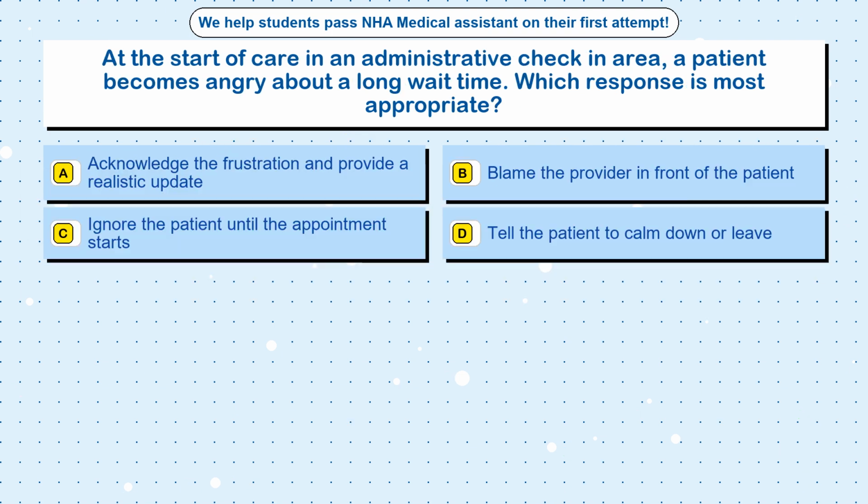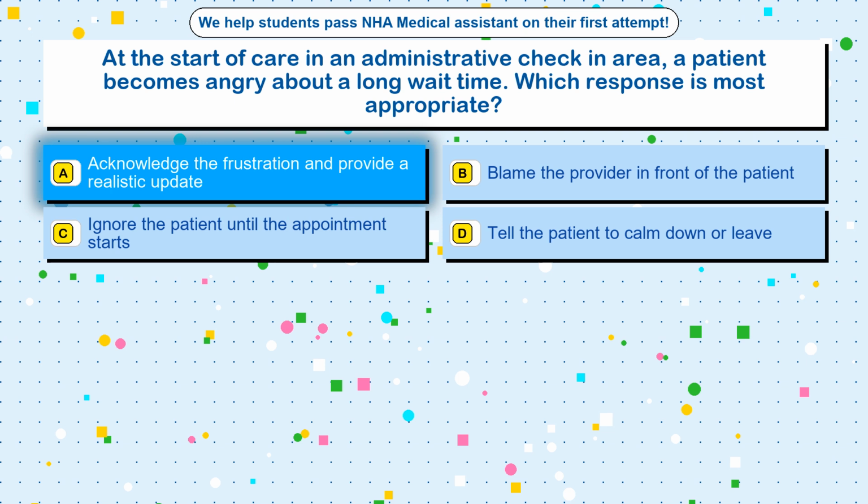Question 38. At the start of care in an administrative check-in area, a patient becomes angry about a long wait time. Which response is most appropriate? Option A. Acknowledge the frustration and provide a realistic update. Option B. Blame the provider in front of the patient. Option C. Ignore the patient until the appointment starts. Option D. Tell the patient to calm down or leave. The correct answer is option A. Acknowledge the frustration and provide a realistic update.